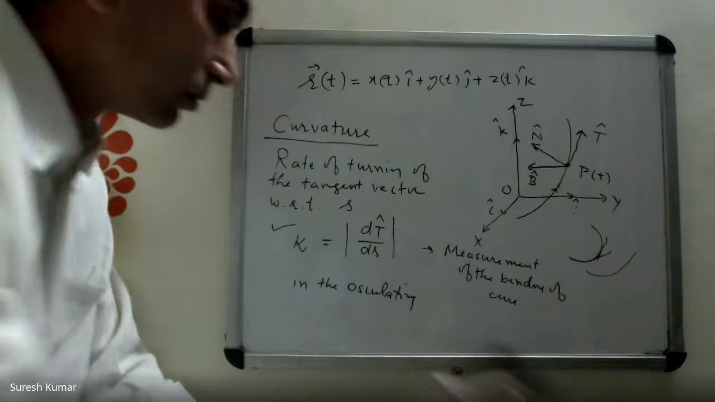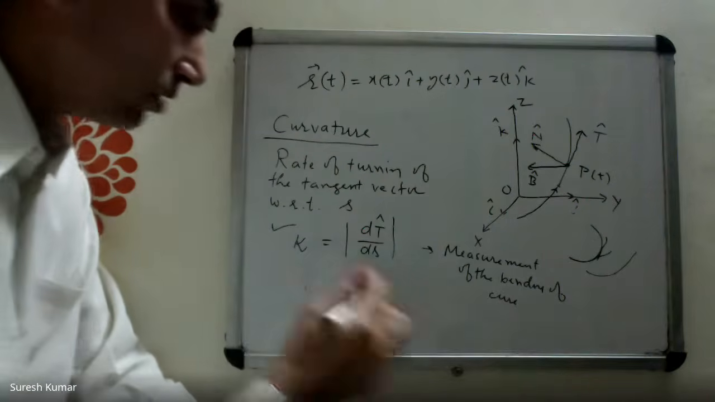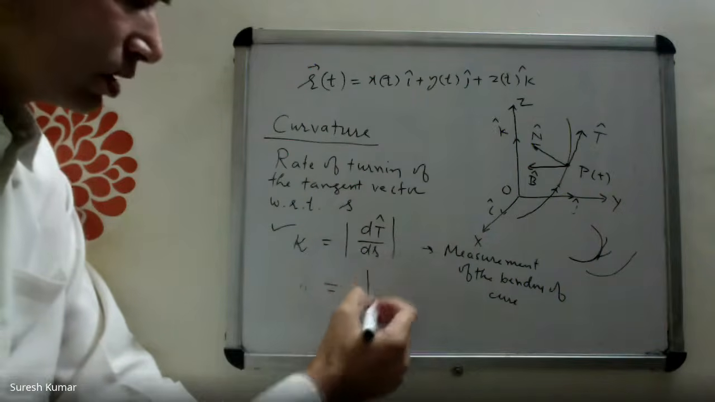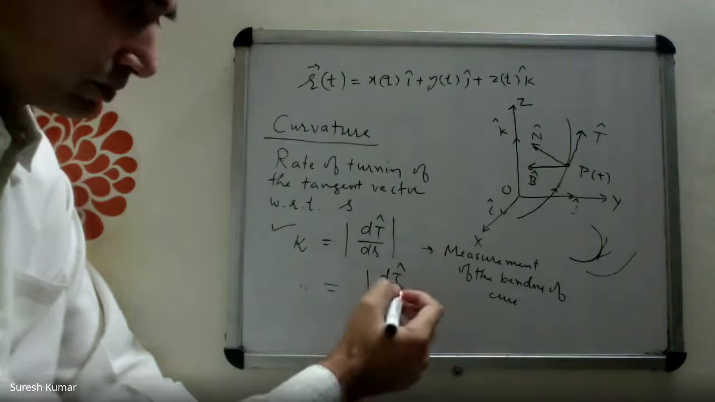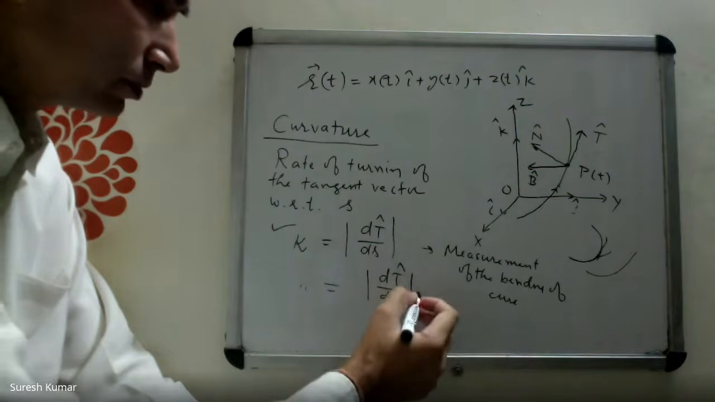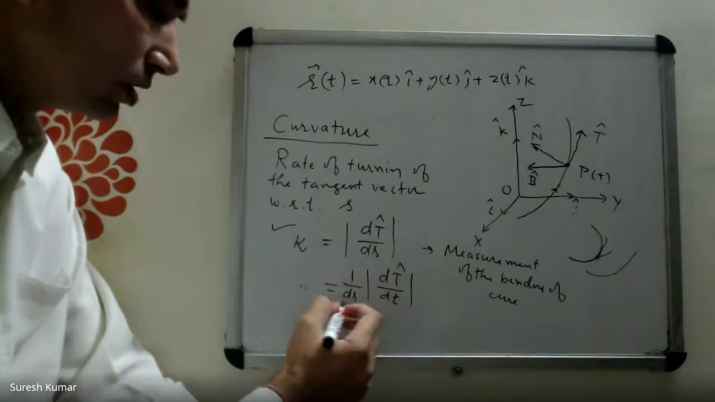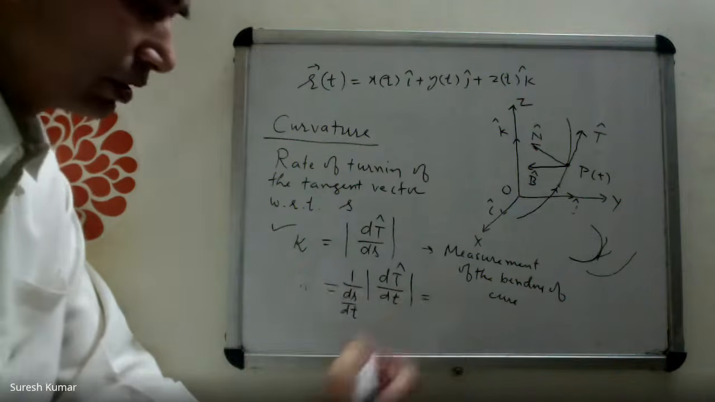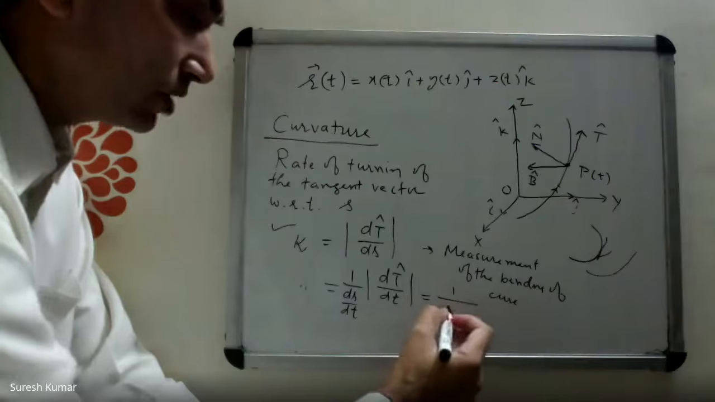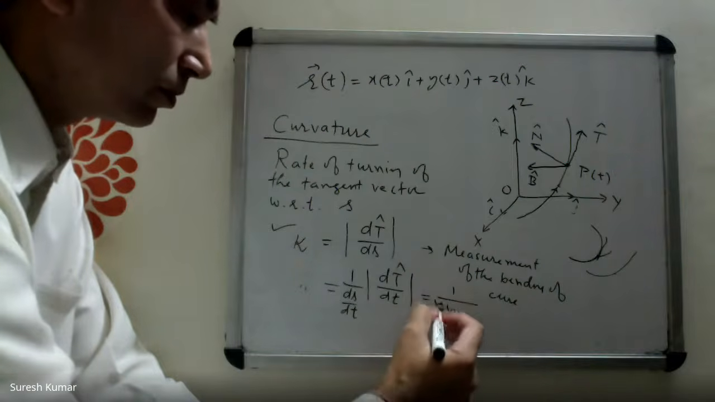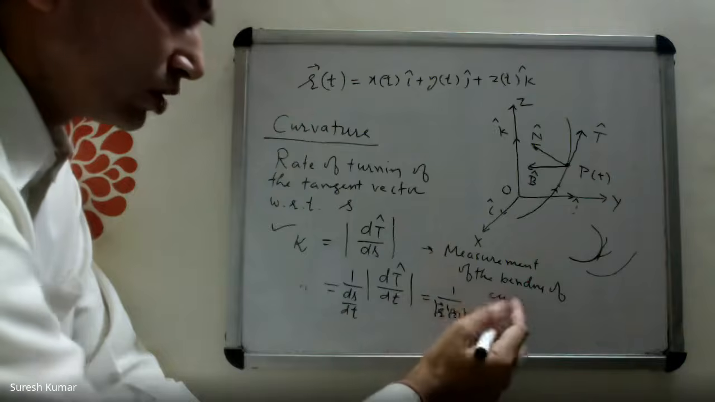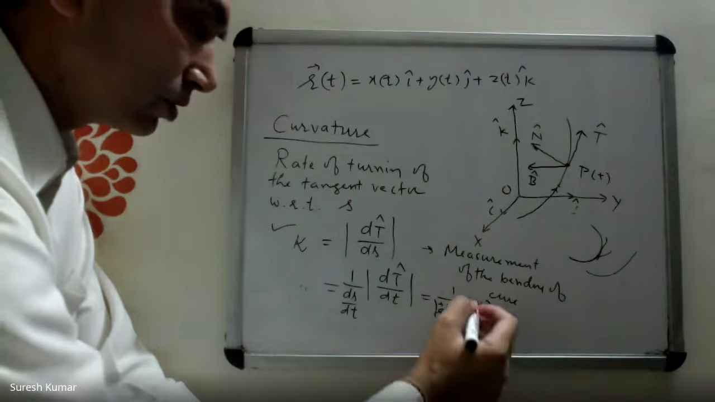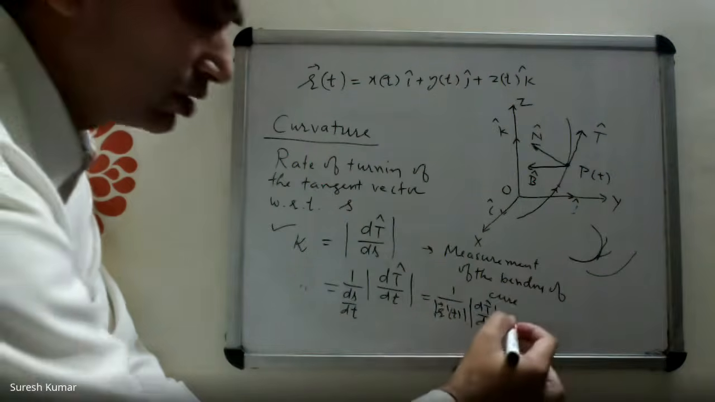Okay. You can further write a simpler formula if you like, if you don't want to see this arc length parameter. You can write it like this: dt cap over dt, and outside you can write ds over dt because it is a scalar. But what is ds over dt? Magnitude of r prime t. So 1 over magnitude of r prime t into the magnitude of dt cap over dt. Finally, you can retain this formula for the curvature.